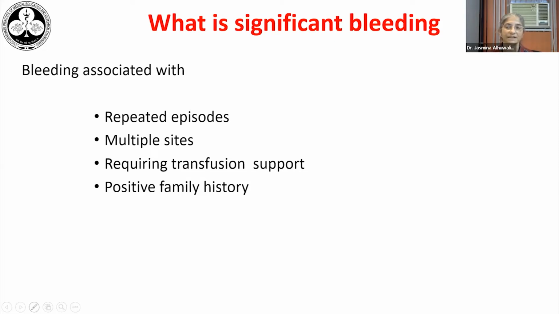So what is significant bleeding then? Who should we say has significant bleeding? This would be an individual who has had repeated episodes of bleeding, bleeding from multiple sites, bleeding which is serious enough to require transfusion support, and somebody who has a positive family history. Now, we can also look at it in this way, that a normal person may not bleed in response to a certain degree of trauma or a surgical stress, but anybody who bleeds far in excess of what is normal should be taken to be as significant bleeding.